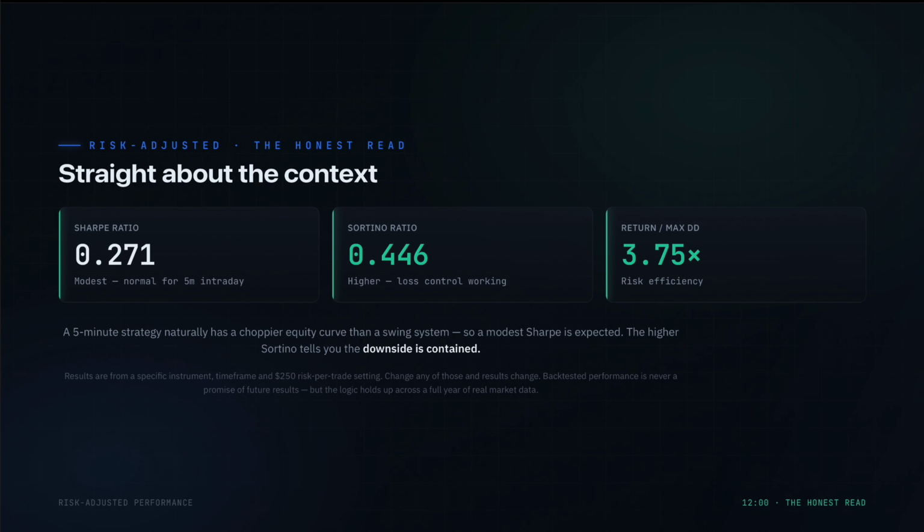I want to be straight about the context. The Sharpe ratio here is modest, completely normal for an intraday strategy, because trading that frequently produces a choppier equity curve than a long-term system. The Sortino ratio, which only looks at downside, is noticeably higher, telling you the loss management is doing its job. And the honest disclaimer: these numbers come from a specific instrument, time frame, and risk settings. Change any of those and your results will change. Backtest performance is never a promise of any future results.